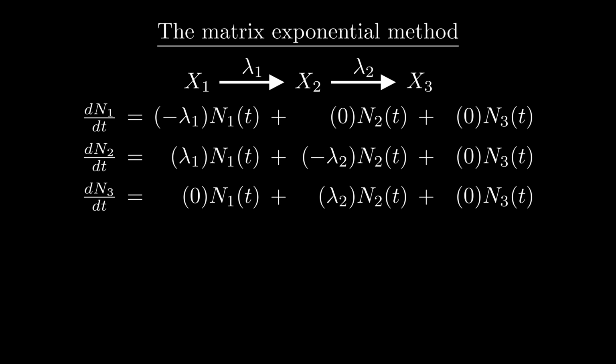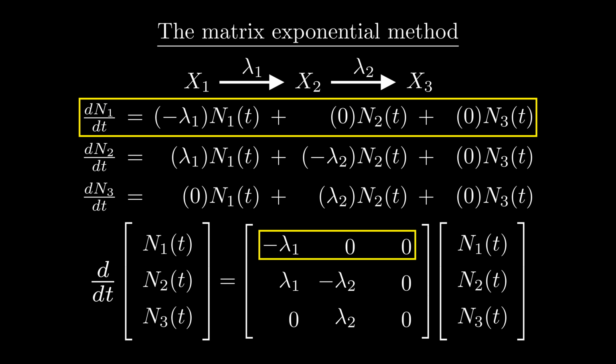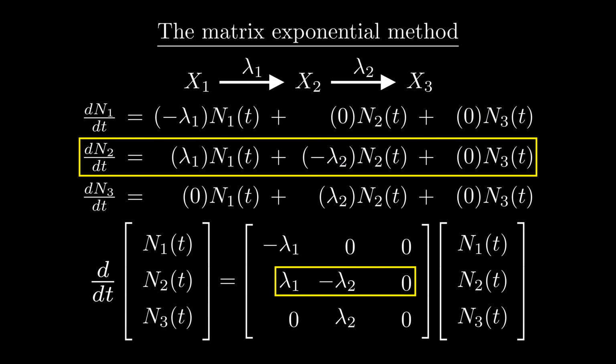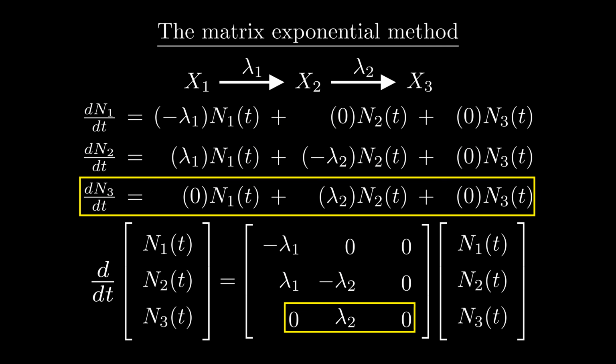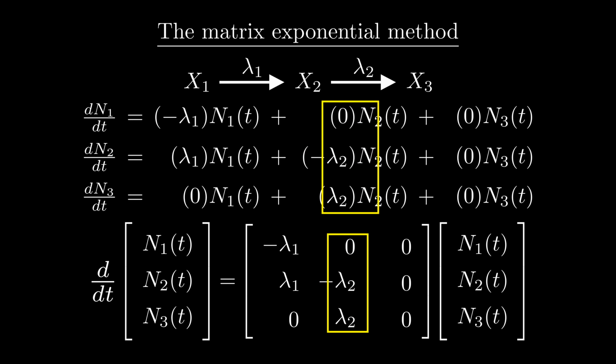After writing out these expanded Bateman equations, it becomes pretty clear that we can write this system of differential equations in matrix form. Here, each row in the big matrix of coefficients corresponds to an equation for an individual isotope, and each column sums to 0 since the total population of isotopes doesn't change.